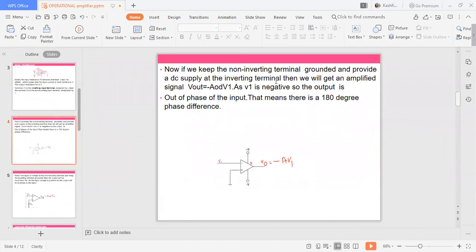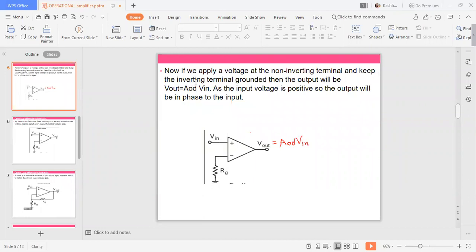Now, if we keep the non-inverting terminal grounded and provide a DC supply at the inverting terminal, then we will get an amplified signal, that is V out equals minus AOD, the open loop differential voltage gain, multiplied by V1. As V1 is negative, the output is out of phase with the input. That means there is a 180-degree phase difference. Now, if we apply a voltage at the non-inverting terminal and keep the inverting terminal grounded, then the output will be V out equals AOD multiplied by V in. As the input voltage is positive, the output will be in phase with the input.